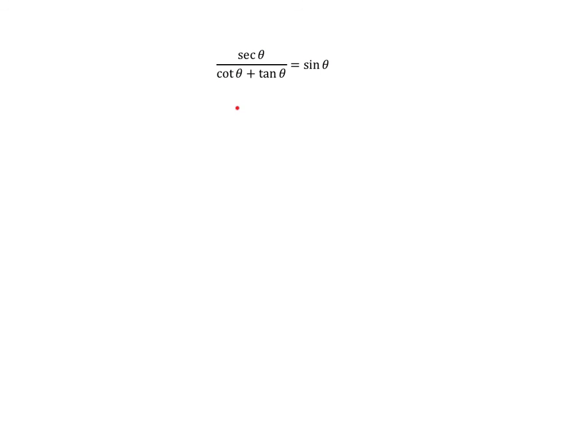In this identity here, I think the left side is better to work with just because there's more options of what to do. There is probably more than one way to do this, but what I'm going to do is replace secant, cotangent, and tangent with their definitions with sines and cosines. We're going to have fractions within fractions, but it gives us a place to go.